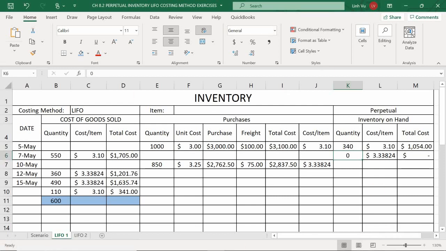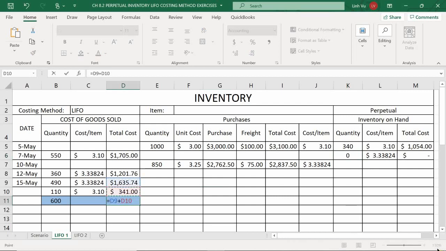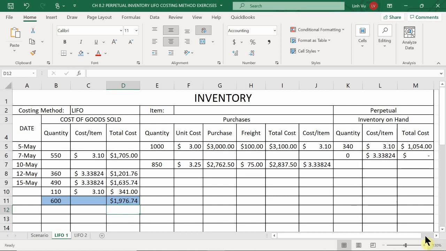Then I also have to calculate how much the 600 units that I sold is going to equal. It's going to equal the 490 plus the 110 to get a grand total of 600. And I'm going to take those two totals to get 1,976.74. Okay. So let's see what happened next.